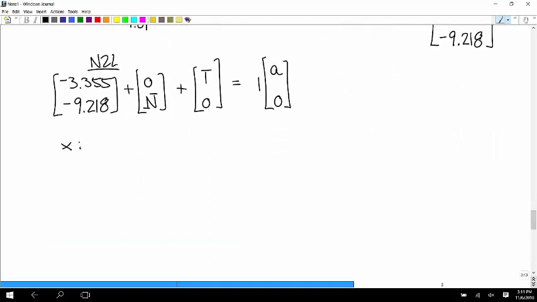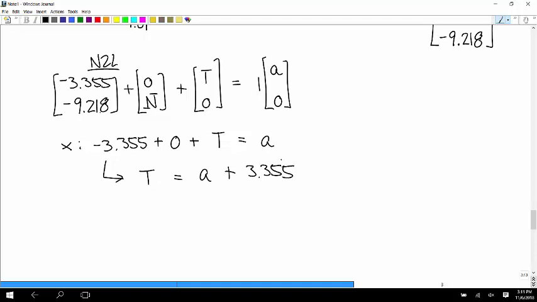And so now I'm going to use the x equation, and it says negative 3.355 plus 0 plus T is equal to a. I'll rewrite that as T is equal to a plus 3.355. We can't solve that because that's one equation for two variables. So I'm just going to set that aside as equation star, and we'll come back later and use that in our system of equations. Any questions about that?